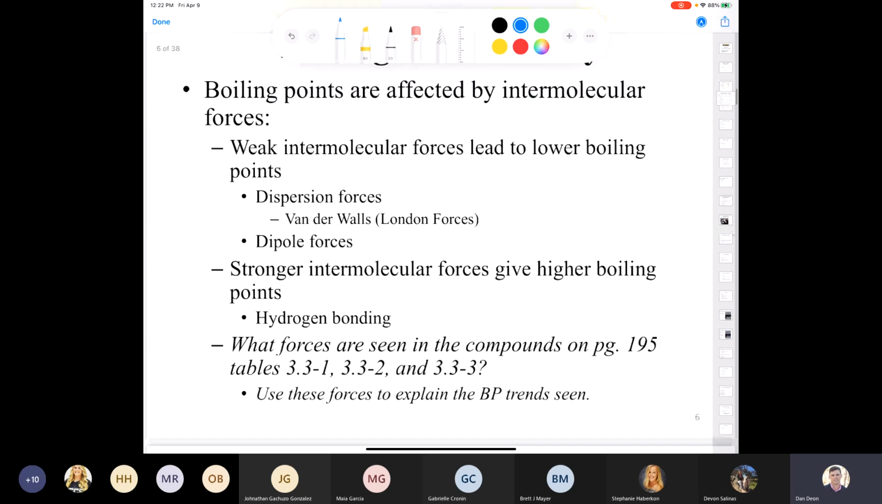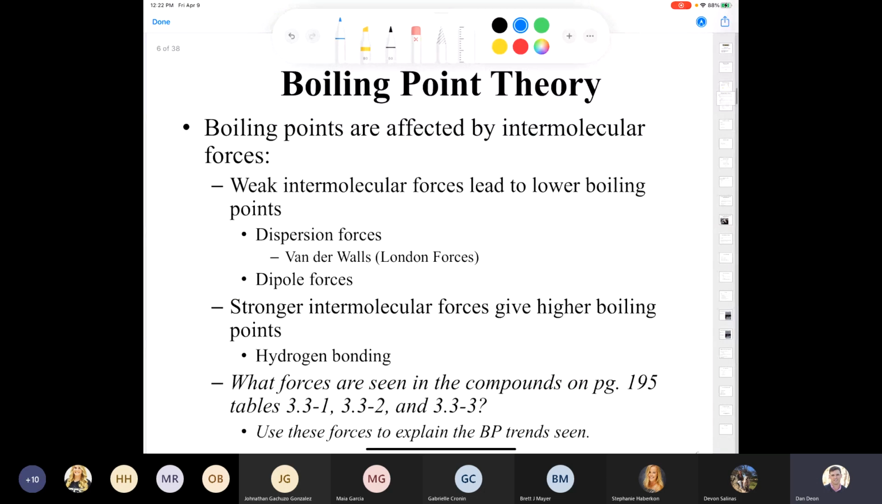So let's talk about intermolecular forces a little bit more. I know that most of you are enrolled in Chemistry 3101 with me, and we talked about intermolecular forces way back in Chapter 1 of that class. Also, all of you have passed General Chemistry 1 and General Chemistry 2, wherein you would have also discussed intermolecular forces. So boiling points are directly affected by intermolecular forces.